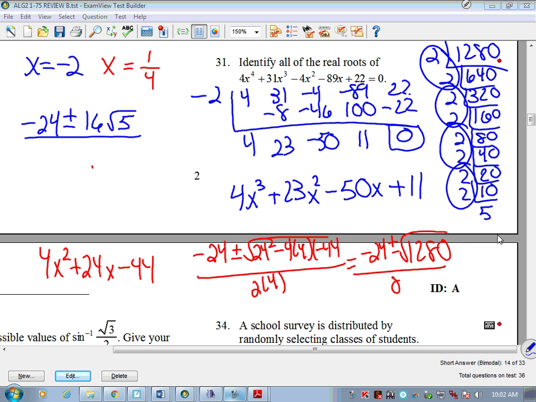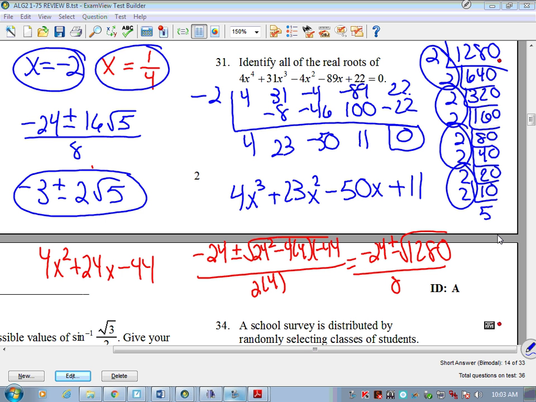divided by 8. And what's negative 24 divided by 8? Negative 3. And 16 divided by 8 is 2. Okay, so this is 2 answers. Here's an answer. Here's an answer.